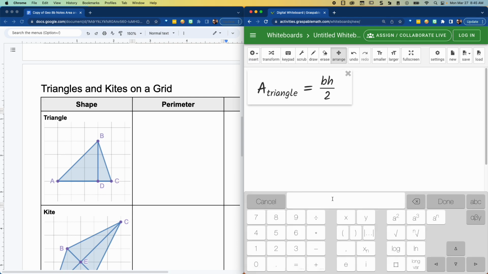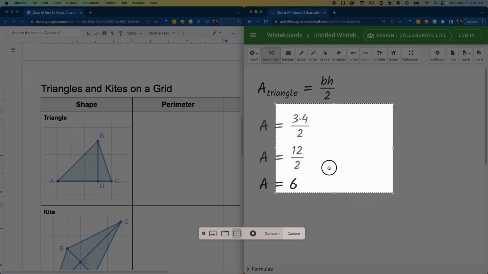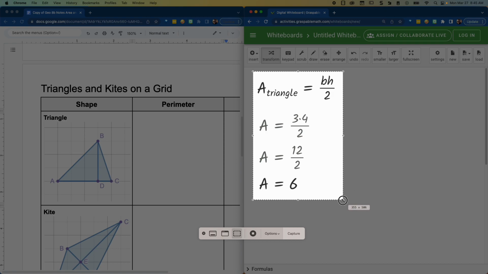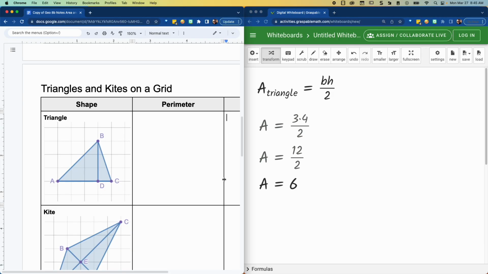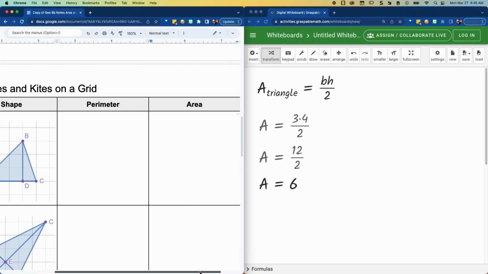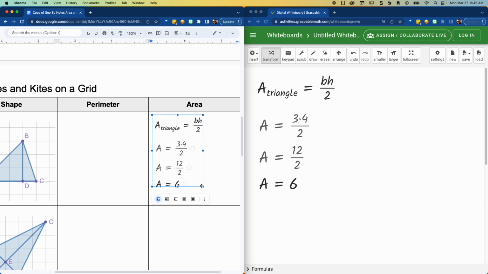I'm going to now just fill in these things. I'll say A equals, well, my base and height is going to be 3 times 4, but we're going to divide that by 2. And I can multiply the 3 and 4, divide the 2, area equals 6. And then I will capture this piece, put it into my area calculation. Size it back down so we're kind of keeping the same shape that we had before.